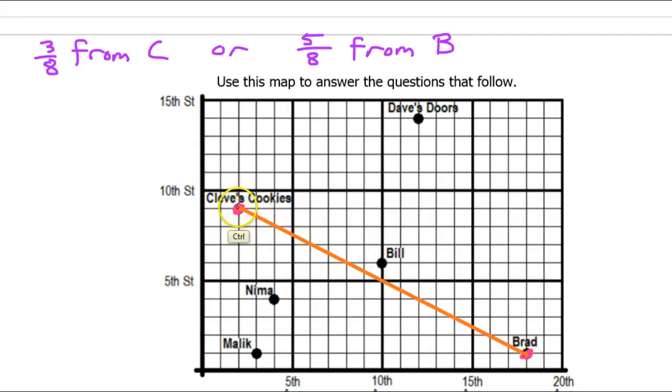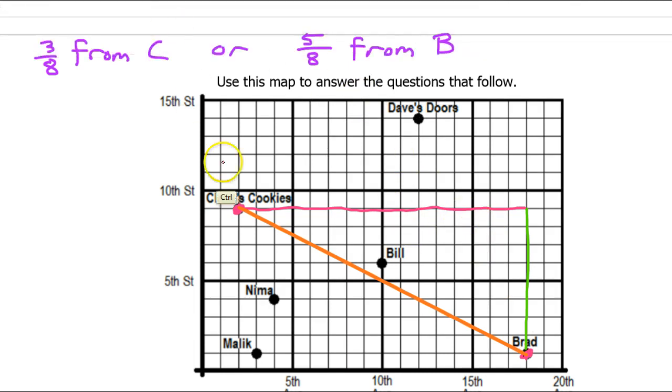So for example, if I wanted to travel from Cleve's to Brad's, moving only horizontally and vertically, it might be like this. Okay, if I go horizontally, it would be to here. And then if I go vertically, it's going to be like this. So let's just do them separately.